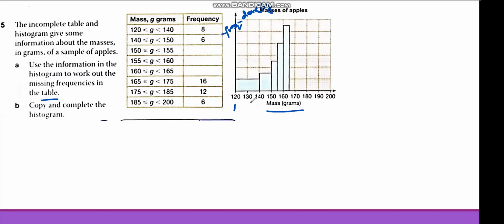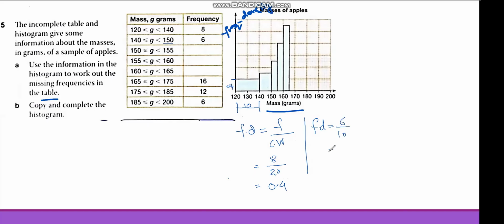On the y-axis there must be frequency density, because this is the histogram for unequal class widths. So in the first interval where the class width is 20, we can easily find the frequency density by dividing the frequency by the class width. So the frequency is 8 and the class width is 20. If we divide 8 by 20, we get 0.4. It means that this height is 0.4. And similarly, for the next interval where the class width is 10, from 140 to 150, we find the frequency density again by dividing the frequency, which is 6, by 10. So here the frequency density is 0.6. It means that this height represents 0.6.